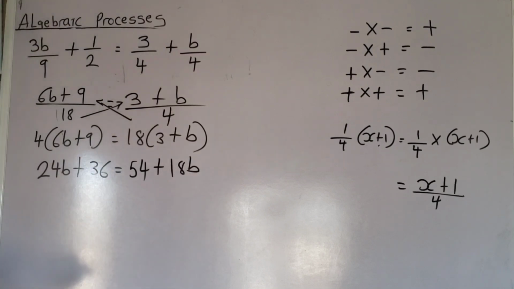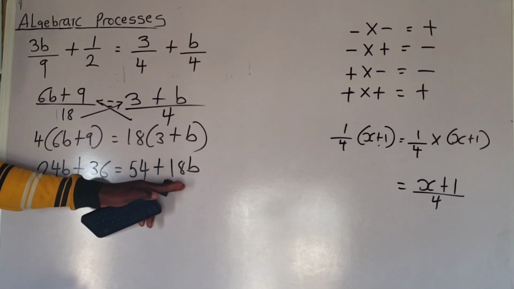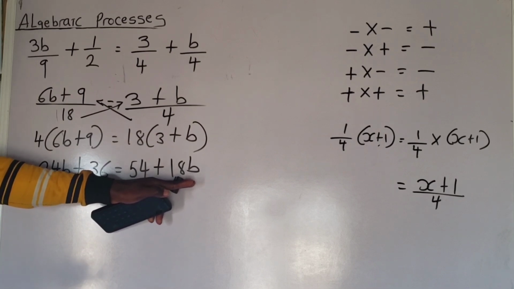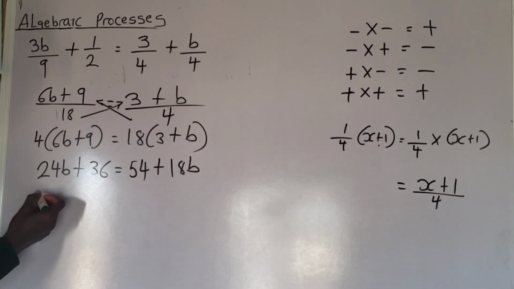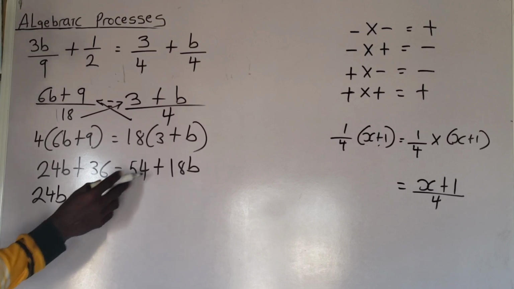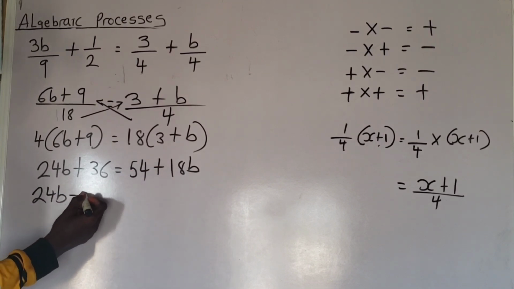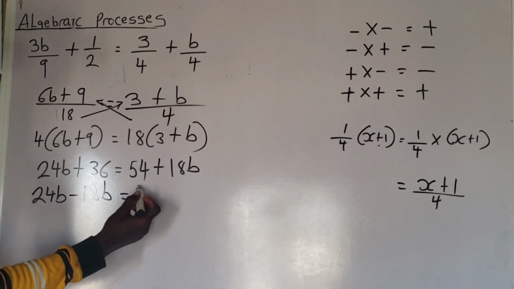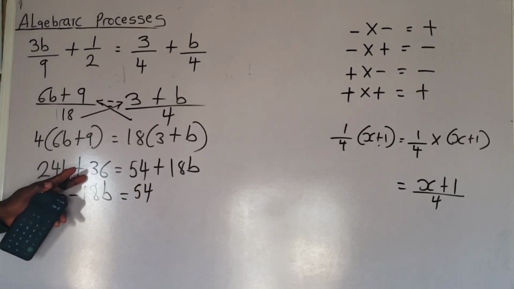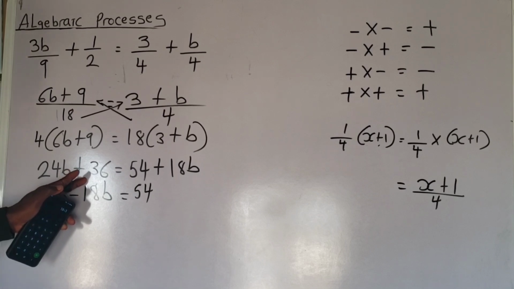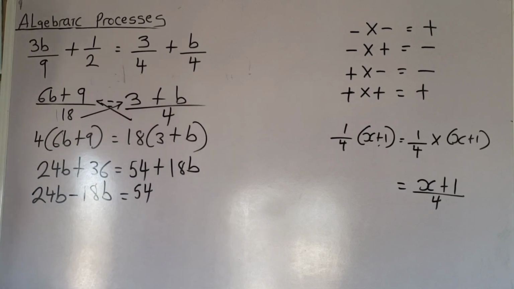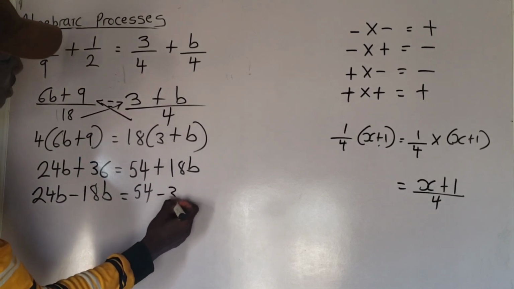Now the next step here is to collect the like terms, that is, add the similar terms together. You can see that we have 24b and we have 18b. I'm going to move this 18b from the right hand side of the equation to the left hand side. Because the sign before this 18b is positive, it's going to change to negative. So I'm going to have 24b minus 18b is equals to 54, and I'm going to move this positive 36 to the right hand side of the equation, so the sign is going to change to negative 36.